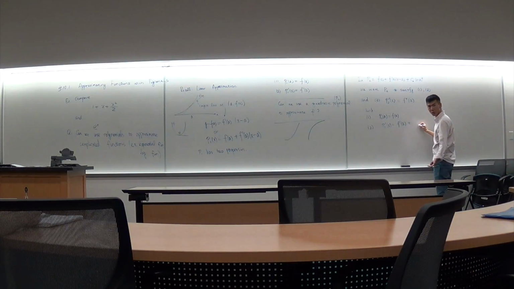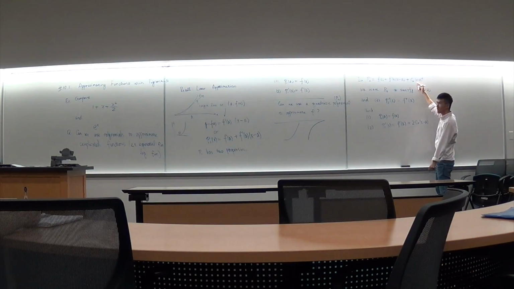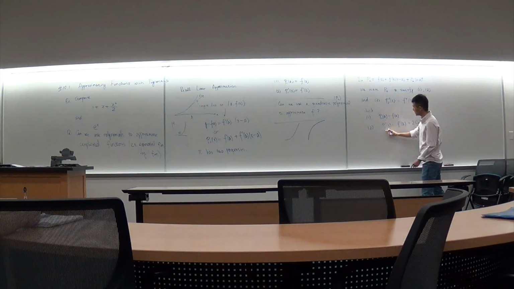What's the derivative of this one? Use the power rule. We have 2C2 times x minus a. By the way, this is a composition of functions. It's not simply x squared, it's x minus a squared. But for the derivative, it works the same way. That's the first derivative of this P2.